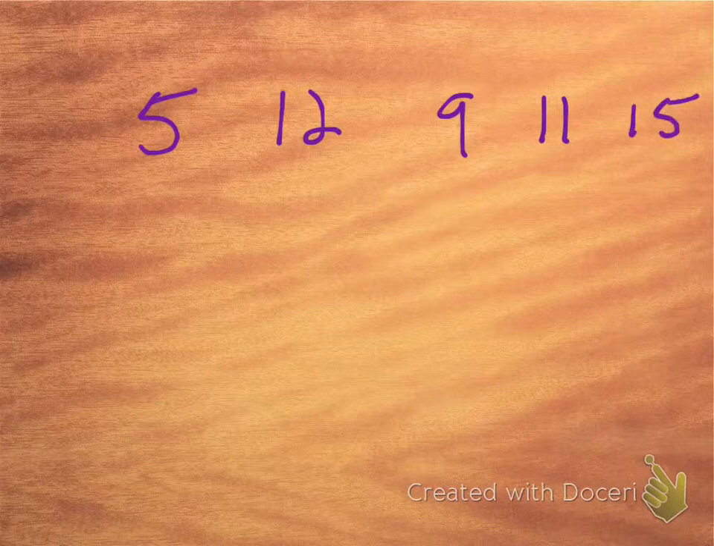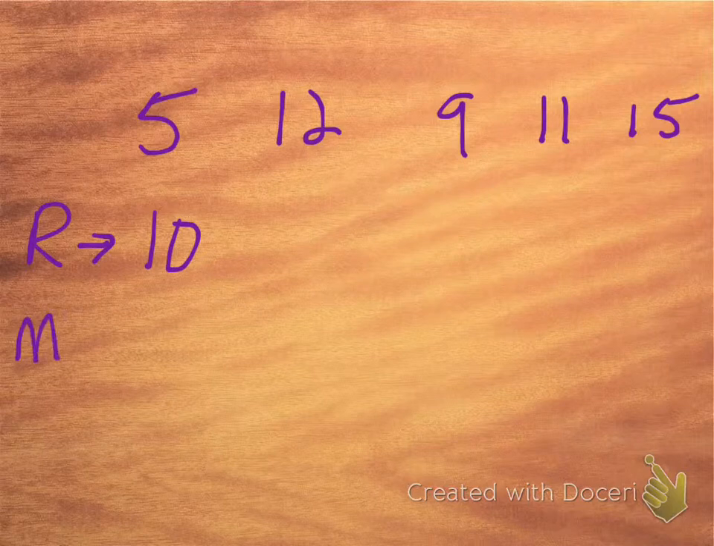Alright. Next, they give us a table. They want the mean, median, mode, and range. Alright, the numbers are 5, 12, 9, 11, and 15. Alright, we'll do the easy one first. Range. What's the biggest? 15 minus 5, that gives me a range of 10.